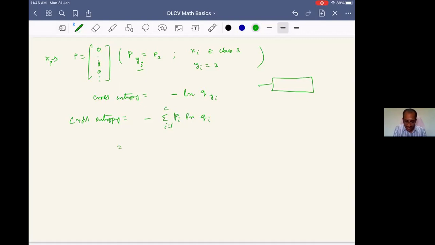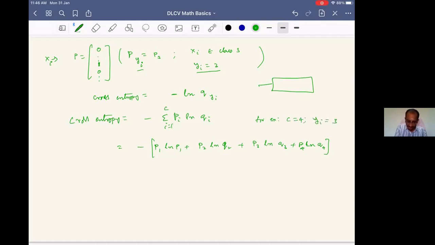But actually, except for yi, if it is a particular class label, all the remaining are zeros. So when I expand this, p1 ln of q1 plus p2 ln of q2 plus p3 ln of q3 plus, up to 4 classes, I assume, p4 ln of q4. In this example, C equal to 4 and yi is equal to 3.